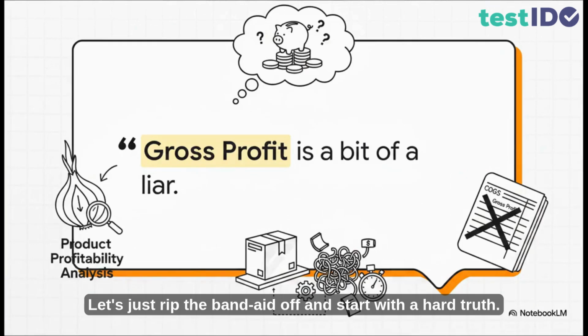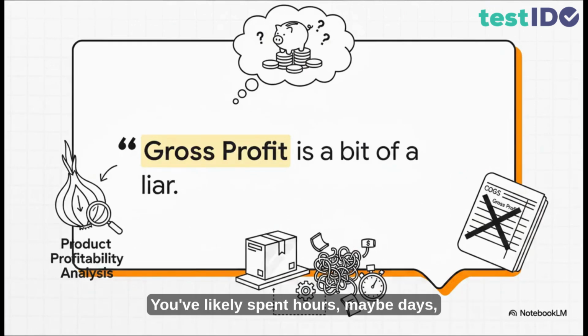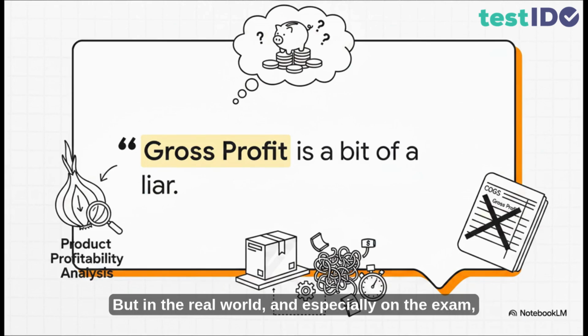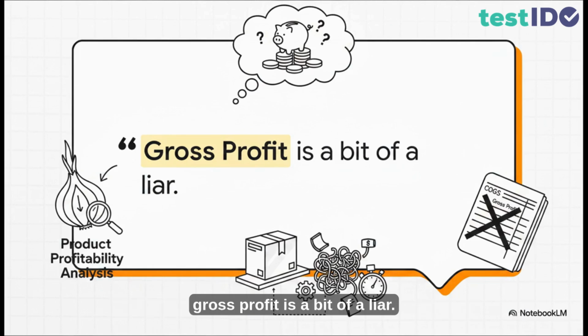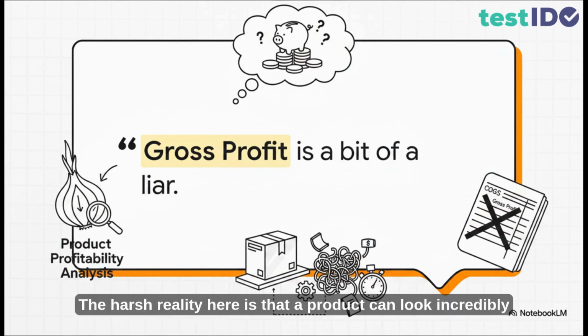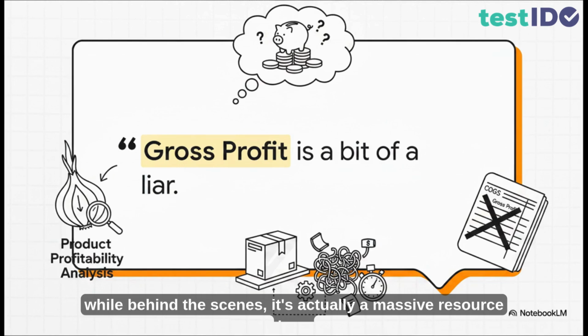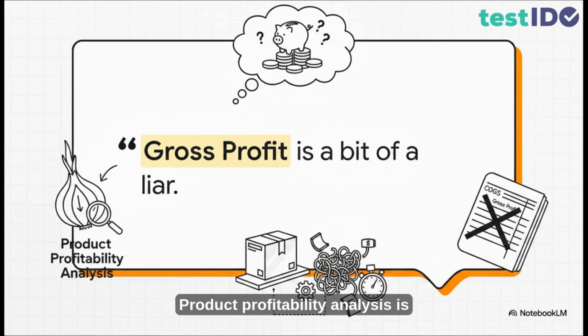Let's just rip the Band-Aid off and start with a hard truth. You've likely spent hours, maybe days, learning how to calculate cost of goods sold and gross profit. But in the real world, and especially on the exam, gross profit is a bit of a liar. The harsh reality here is that a product can look incredibly profitable just sitting right there on the shelf, while behind the scenes, it's actually a massive resource hog. Product profitability analysis is the tool we use to peel back those layers.